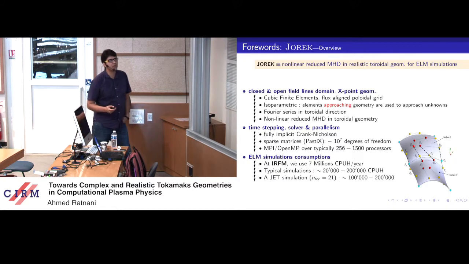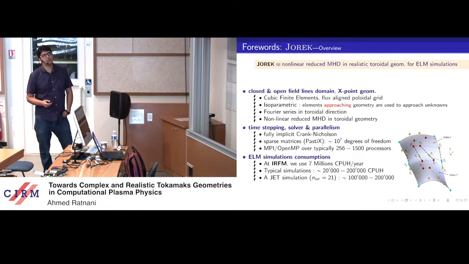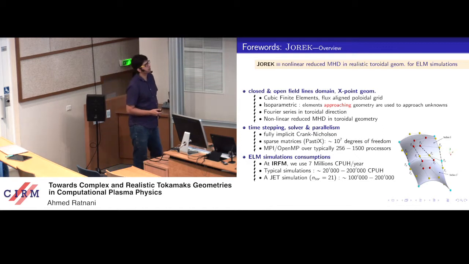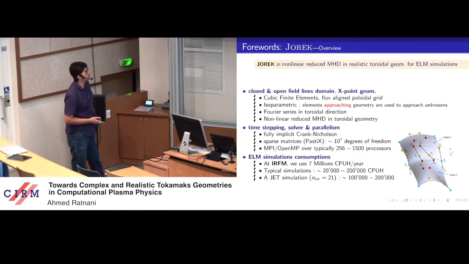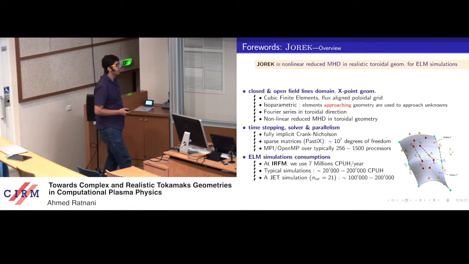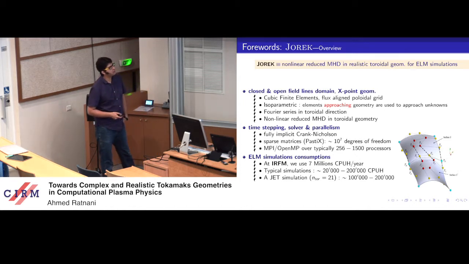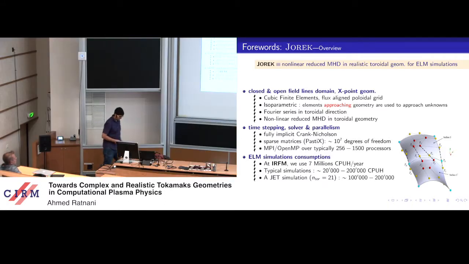For the time stepping, we have a fully implicit Crank-Nicolson. Our matrices are usually of 10^7 degrees of freedom, and a typical run is over 200 to 1,000 or 1,500 processors. So at the AFM, we use 7 million CPU hours a year, and a typical simulation, especially for JET, is about 100,000 CPU hours.